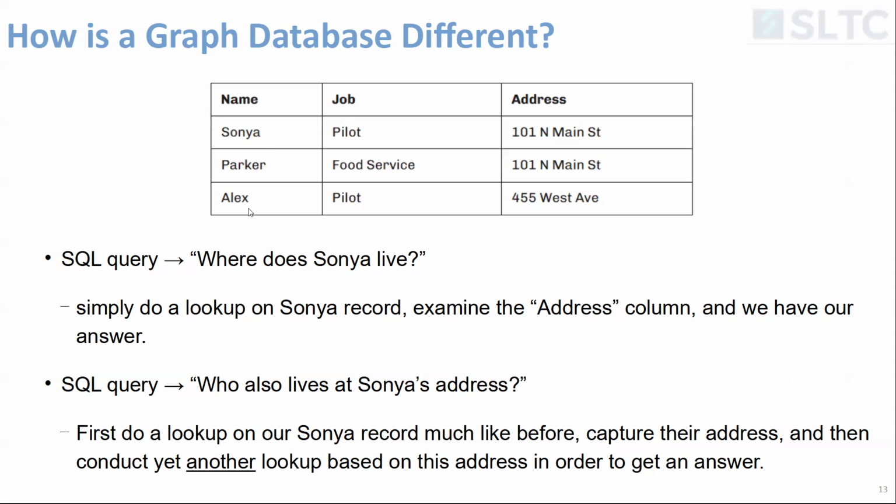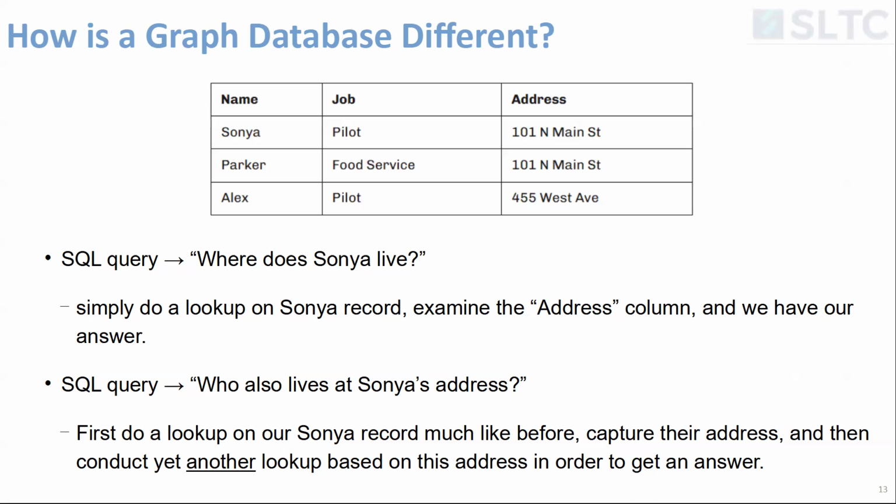But there's also Alex, another pilot. Sonia is a pilot, Alex is a pilot, but pilot Alex is living in another place, 455 West Avenue. Okay. Simple data set, right? A very realistic looking data set. So if you ask the question, where does Sonia live? Very simple question. Very simple to answer that question as well.